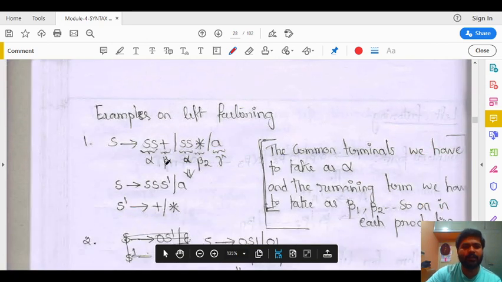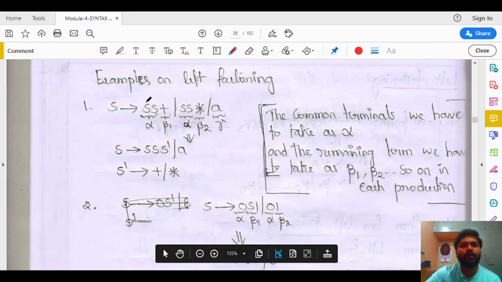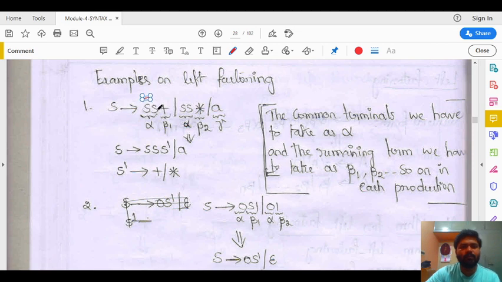So we'll look into one example here. What is the term which is repeating here? On the right hand side, I have two S's which are repeating. So there is a grammar which needs to be left factored, right? As I said, this is of the form A tends to alpha beta 1 or alpha beta 2 or gamma.